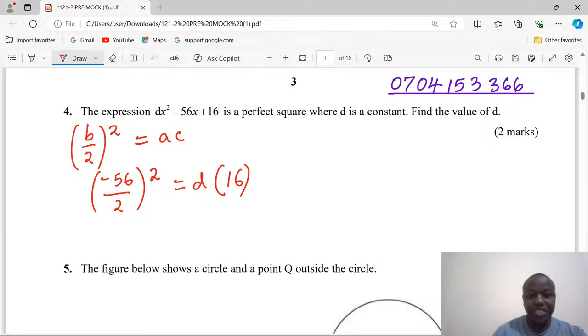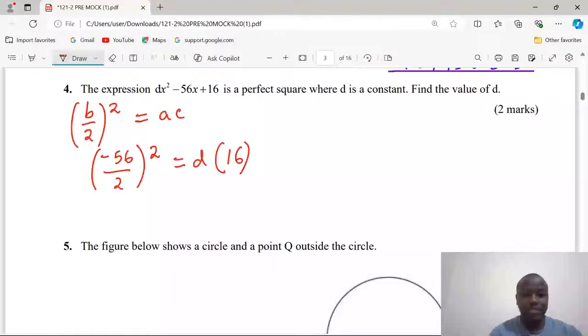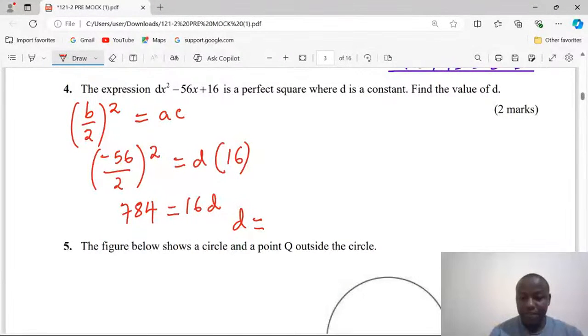So let's proceed. We will take now negative 56 over 2, which is 28 squared. This gives us 784. So 784, we have to divide by 16. And this will give us D as exactly 49. So D equals 49.